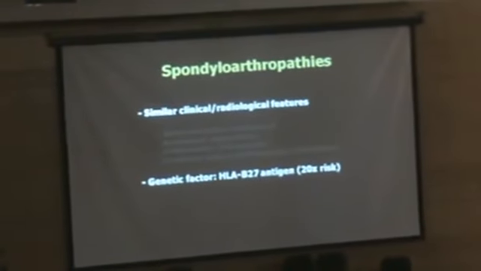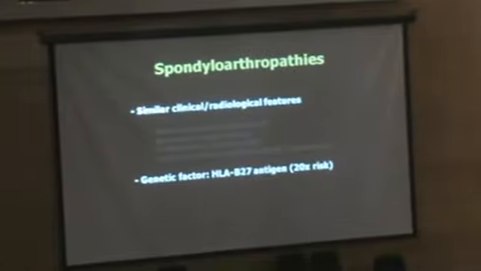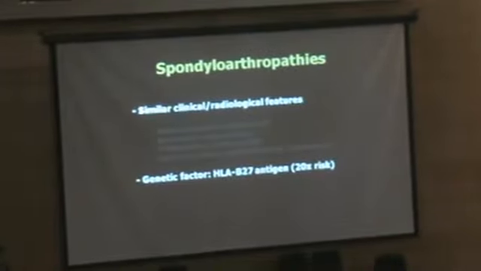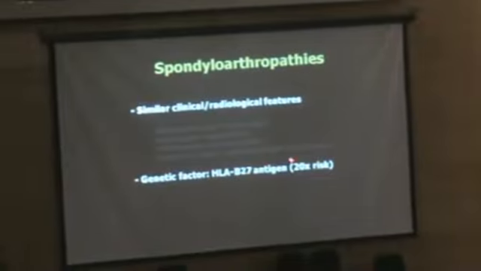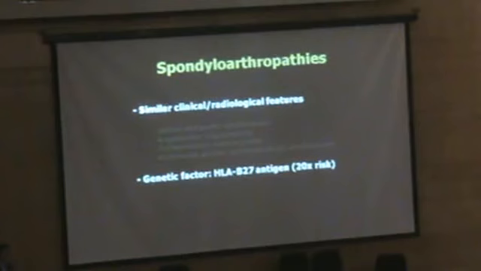Another particular point about the spondyloarthropathies is the genetic factor. Many of them express some histocompatibility antigens, and the most common of them is the HLA-B27 antigen. And just to tell you that if a person is tested positive for the HLA-B27 antigen, he or she has 20 times more risk to develop a spondyloarthropathy compared to a subject without such antigen.